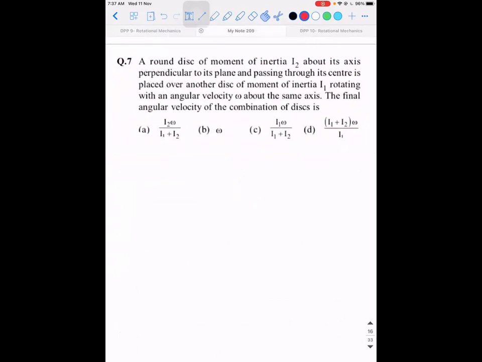So let's do them. A round disk of moment of inertia I2 about its axis perpendicular to the plane and passing through the center is placed over another disk of moment of inertia I1 rotating with an angular velocity omega about the same axis. The final angular velocity of the combination. You need not even do this. There is a part of some other question which we already did. Only the disk with moment of inertia I2 was revolving, and there is another disk which was initially at rest. The second disk is dropped onto the first disk.